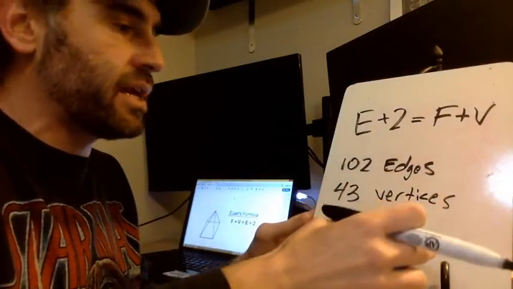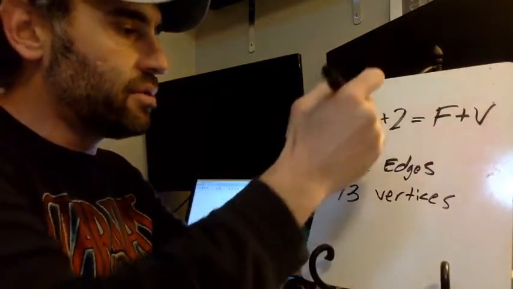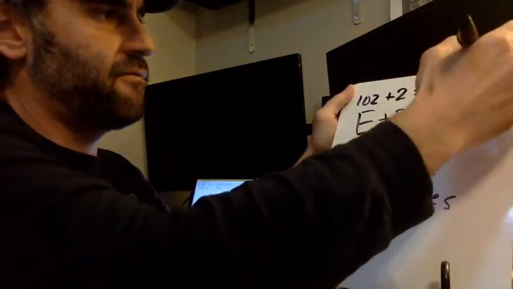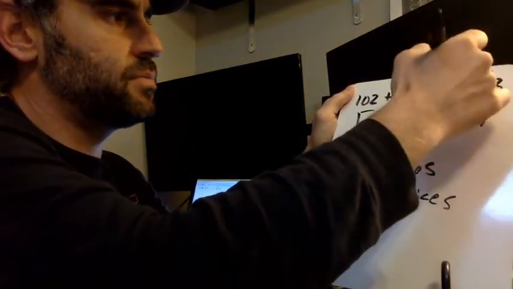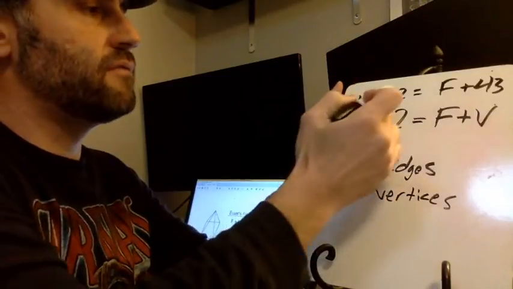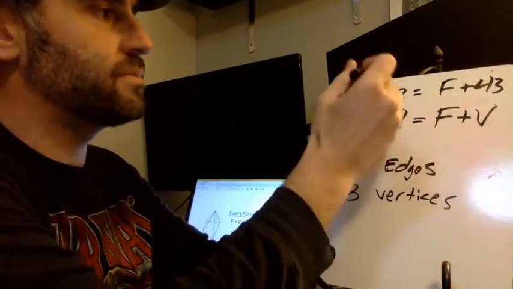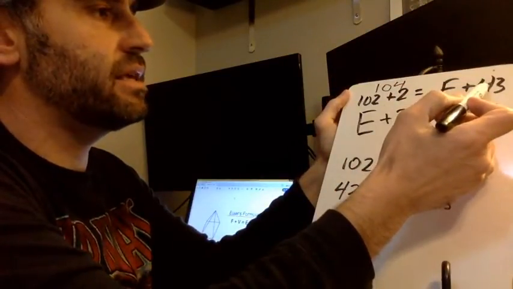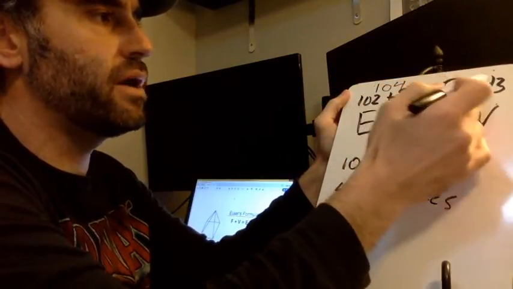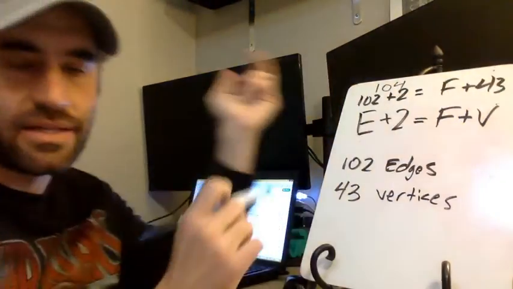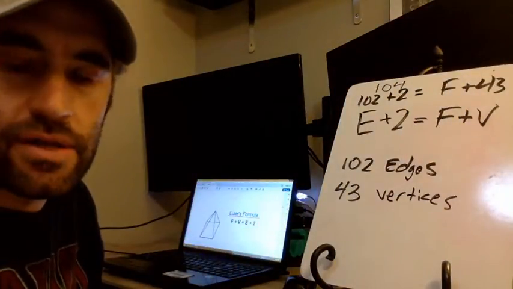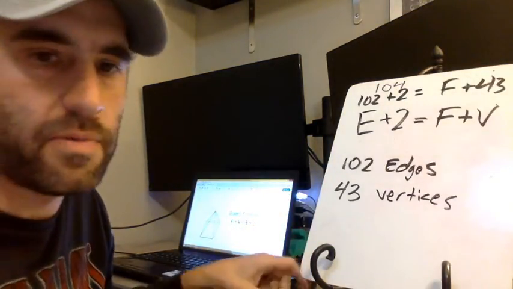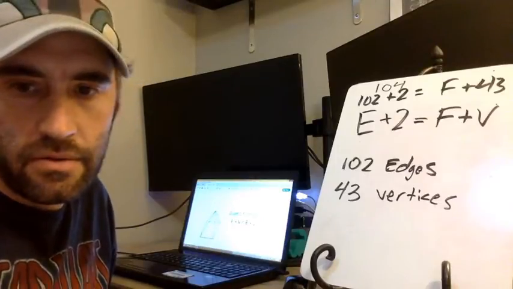It looks like most people are getting 61. So let's see. Number of edges, 102 plus 2. Vertices, we have 43. Then it's a simple one to solve. This plus the faces needs to add up to 104. You would need to add 61. So this would have to be 61 so that it adds up to 104. That's basically why Euler's formula helps us so much: you're not always dealing with a polyhedron that's easy to work with.